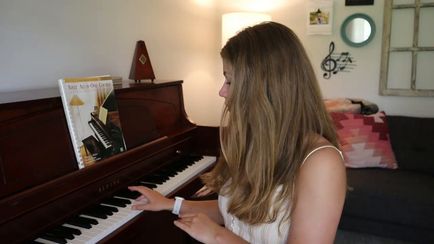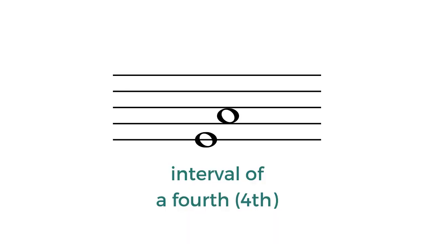So remember last time we talked about seconds are one note right next to another. A third has one note in between. Now we're talking about a fourth. So it's just one more up from a third. So it would be like C to F. We have two notes in the middle, so that is a fourth. If you are looking on the staff lines, you will never see a fourth as a line to line or a space to space. It's always going to be a space to a line or a line to a space.